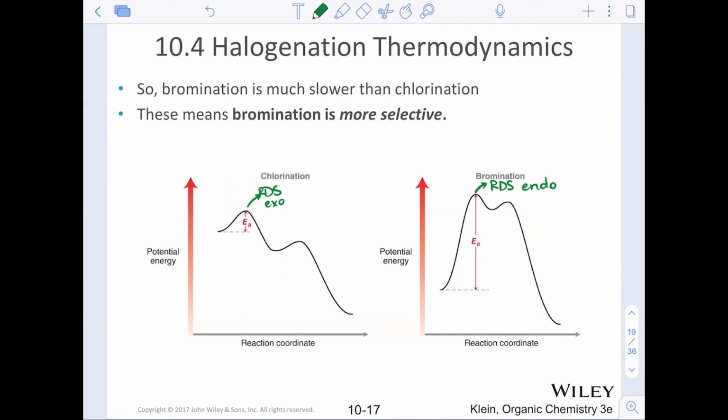What this literally means is that when we start looking at the products coming out from chlorination versus bromination, chlorination is not going to be selective. It will do hydrogen abstraction on any hydrogen that we have. Bromine is going to be choosy. He's going to be selective. He's going to take his time and figure out which hydrogen is the best to remove. Which one is going to actually be the easiest to remove.